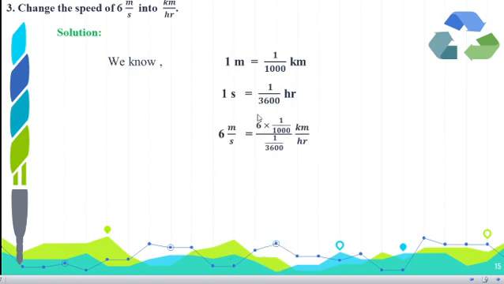And another step, now we write the value 6 meter per second is equal to, instead of meter, already we know that 1 meter is equal to 1 by 1000 kilometer. So write this value 1 by 1000 kilometer right here. 6 into 1 by 1000 kilometer per hour, and divided by second, we will write 1 by 3600 hour. Here 6 1s are 6 divided by 1000, and here this denominator goes to the upside.